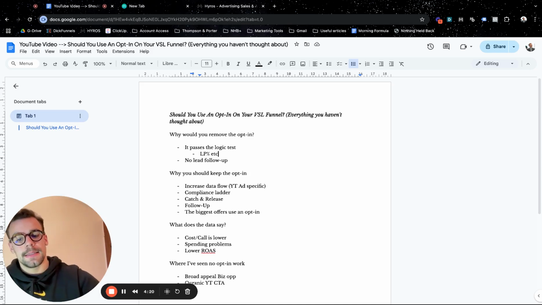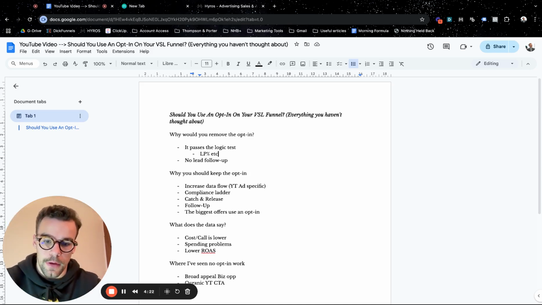So you could also make the case that the conversion rate will be the same between having no opt-in and having an opt-in, because if somebody's not willing to give you their name, email address, and phone number, the likelihood that they book a call and then have to give you that information anyway is very low. So I don't think that argument stands up.